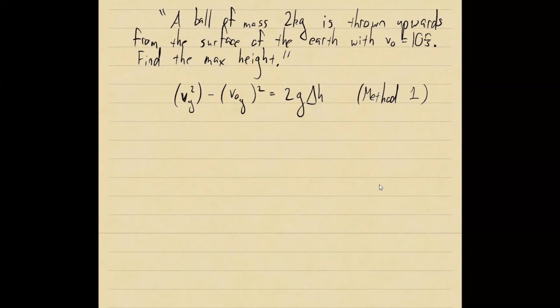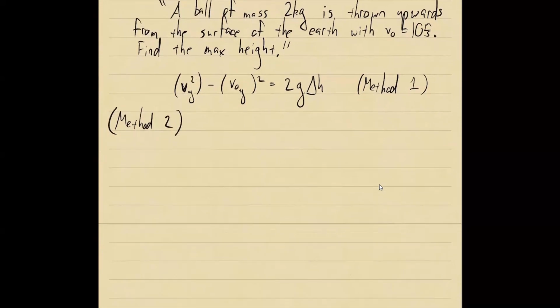Or we could use conservation of energy. The only force that's acting on this ball is the force of gravity, which is a conservative force. So the energy throughout the entire trajectory of this ball being thrown up is conserved. So using method 2, we're going to be using energy. The initial energy of the ball is its initial kinetic energy plus its initial potential energy. That's 1/2 times its initial velocity squared plus mg times its initial height.